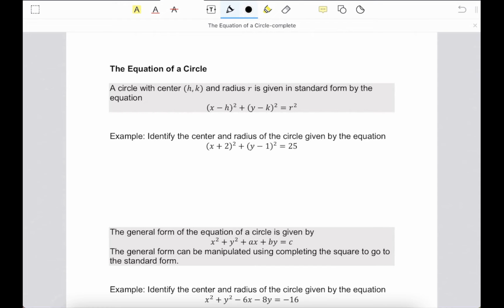The equation of a circle has two forms. The standard form looks like this, and we can read off the center and the radius very quickly from this form. The center is (h, k), and the radius is r.